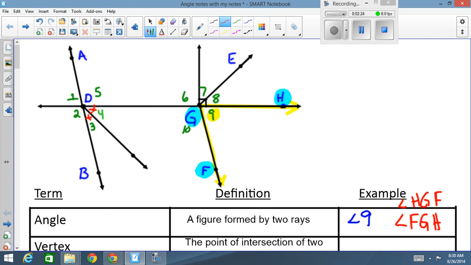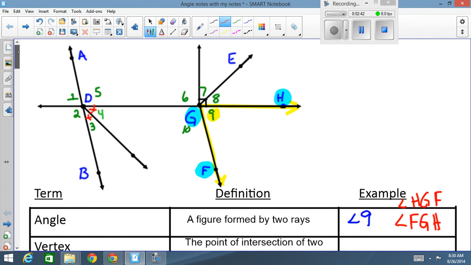So those are the two ways you can name angles. You can either name them using 3 letters, or you can name them using the number that's on the interior of the angle if a number is given to you. Sometimes a number isn't even a possibility because it won't be given to you.